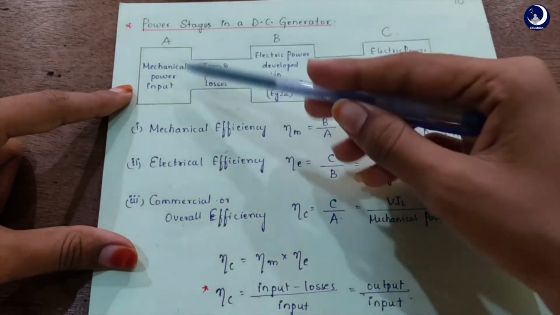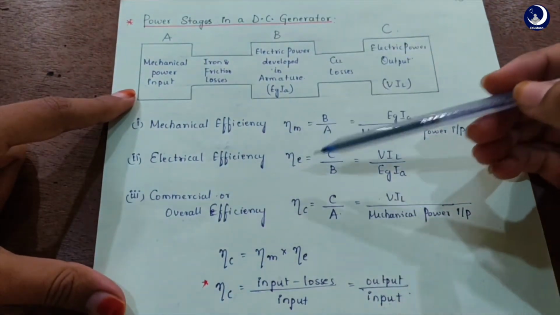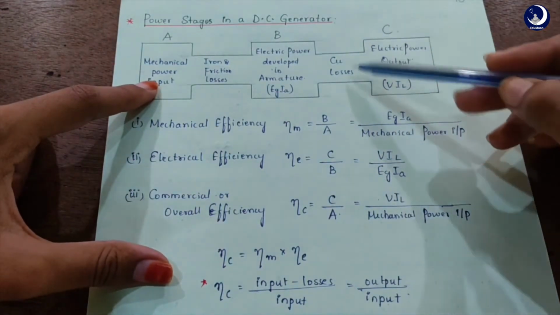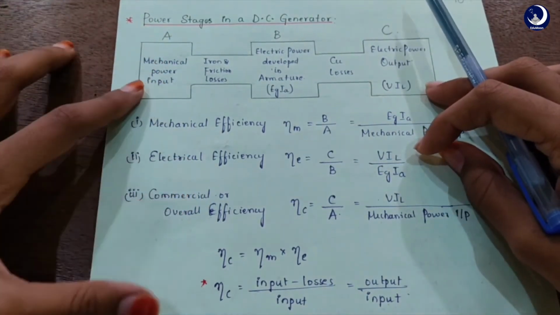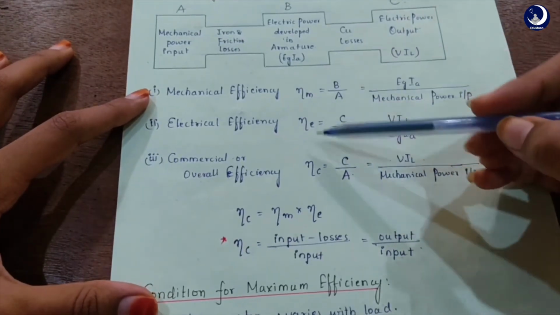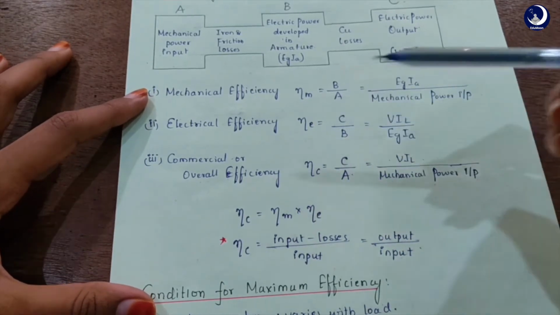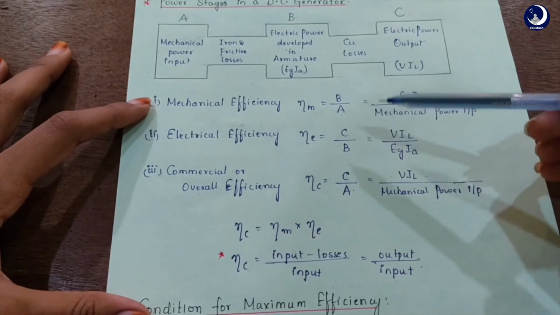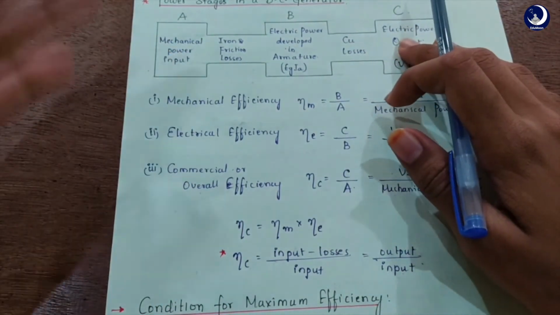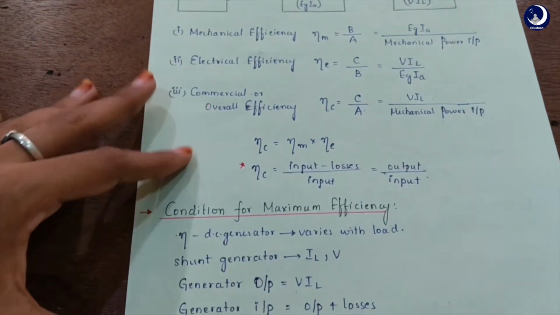And then what is the total efficiency? That is the commercial or overall efficiency. We denote it as Nc, that is C by A, the electric power output by the mechanical power input, so VIL by mechanical power input. If you observe, this Nc is Nm into Ne. And what is Nc? Nc is the output by input, and output is input minus losses. So Nc equals input minus losses by input.